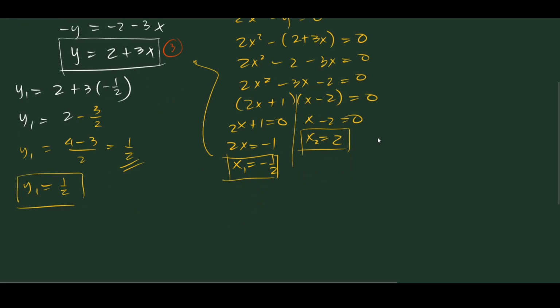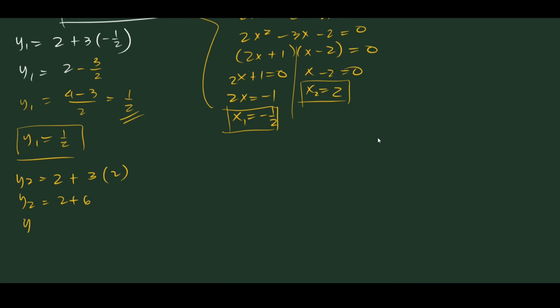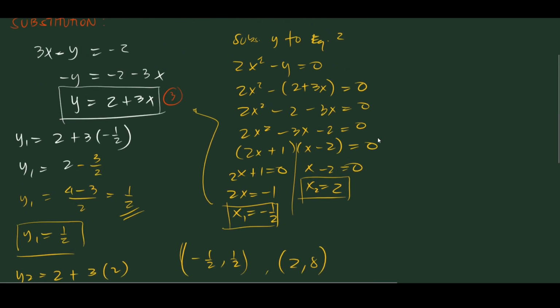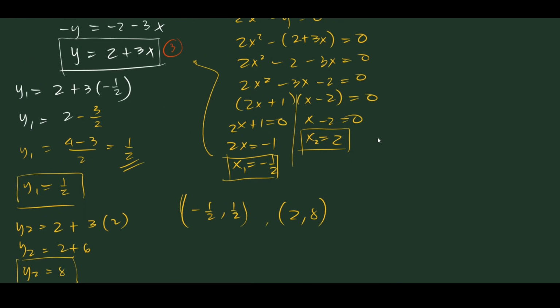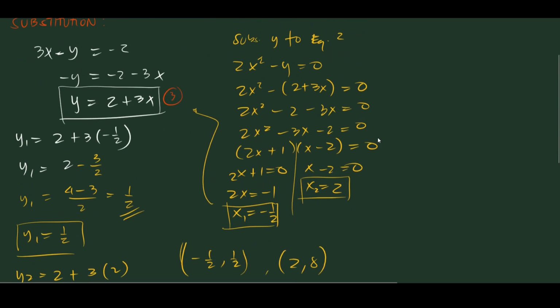And for y2, we get y2 is equal to 2 plus 3 times x2, and our x2 is 2. So y2 is equal to 2 plus 6. So we get y2 is equal to 8. We have two solutions, two ordered pairs here: x1 and y1, and x2 and y2. That will be negative 1 half and 1 half, and we also have 2 and 8. We will check later if these are the points where our graph intersects in the graphical method.